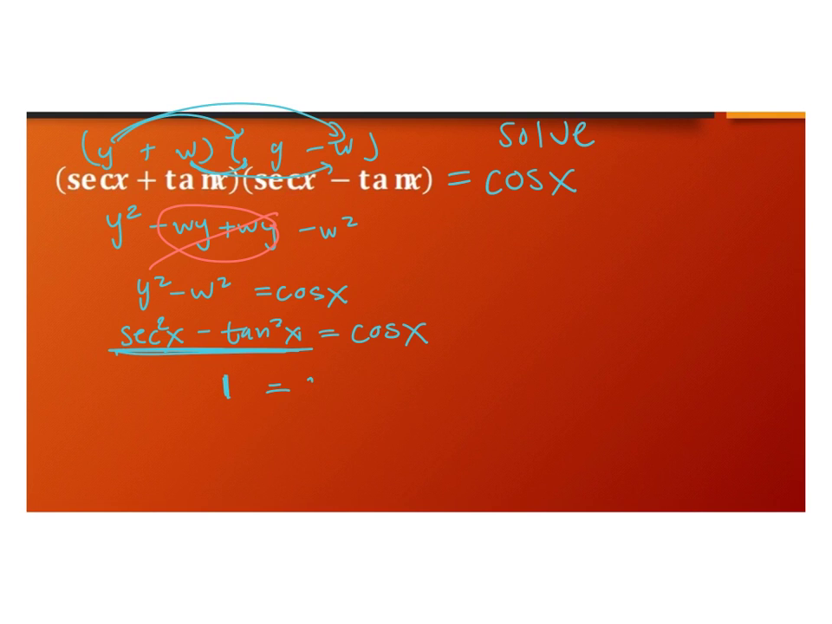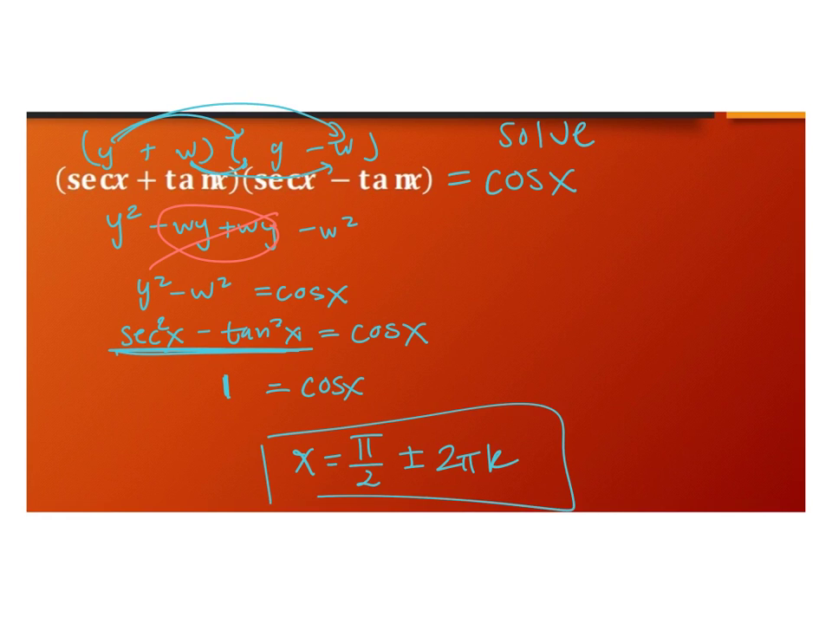So we would have 1 is equal to the cosine of x. So now we would just look at our table. For our table, cosine of x is equal to 1 when x is equal to pi over 2 plus or minus 2 pi k. So again, the first way that I told you to do it would have taken way longer than this step here.